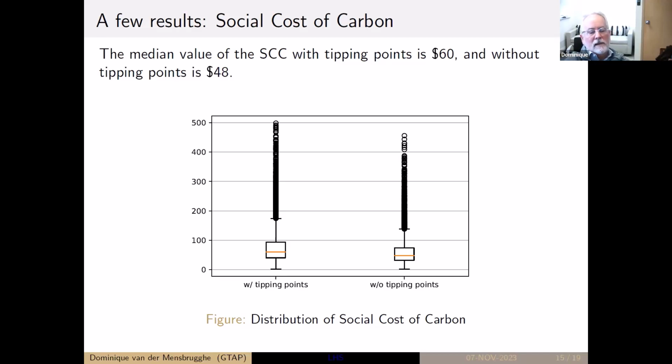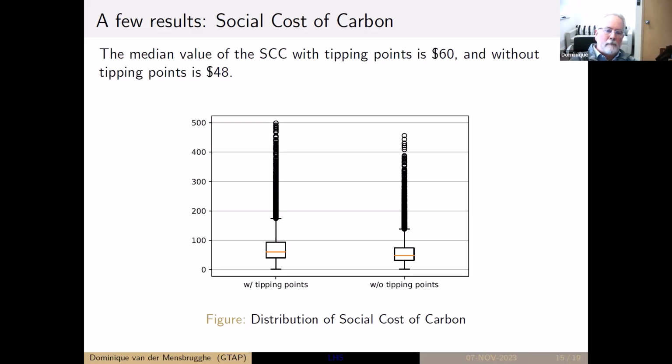So obviously, the tipping points raises on average the social cost of carbon and the range of it as well. So with the tipping points in this model, the social cost of carbon would be $60, and without it, it's $48. For those of you who follow this literature, the U.S. had been using for many years a level of around $44.